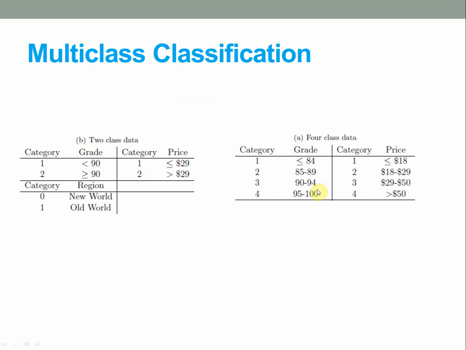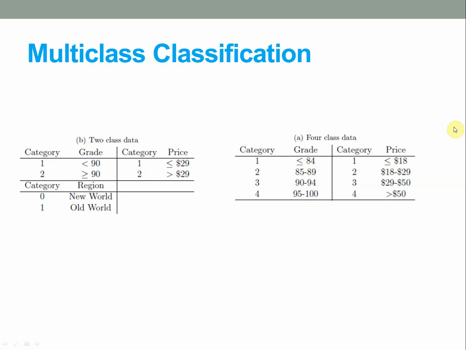If you still recall the data distribution, much more y's fall into category 2, followed by category 3, and then category 1, which are the y's less than 84 points. We have a very tiny amount of y's that fall into category 4.